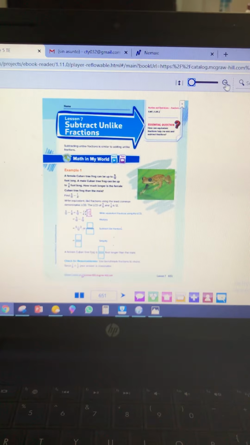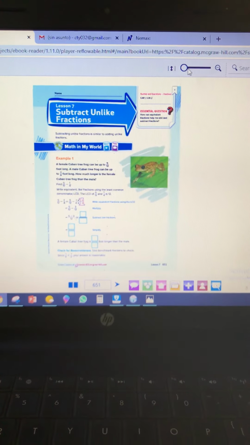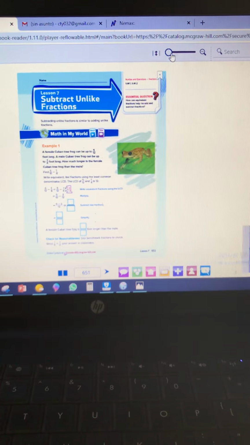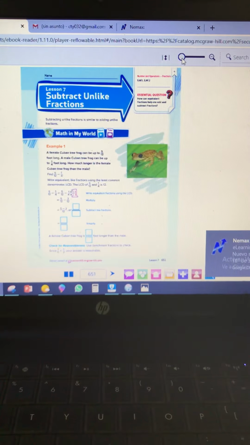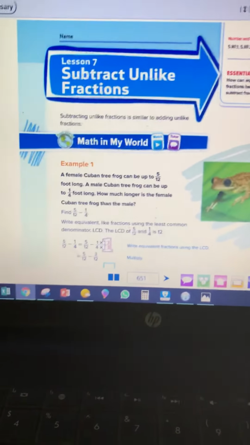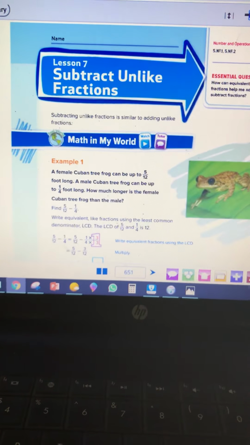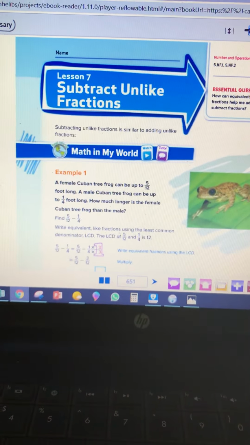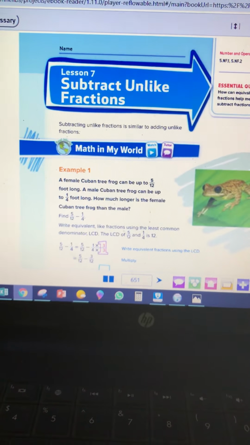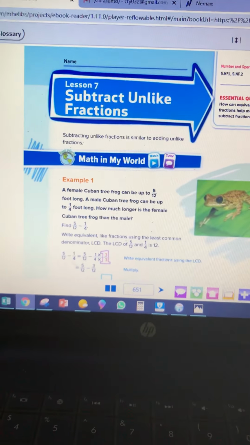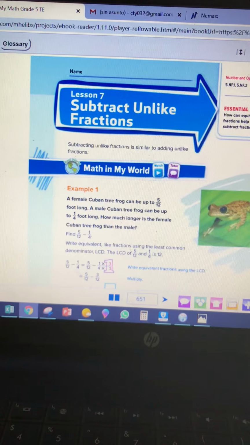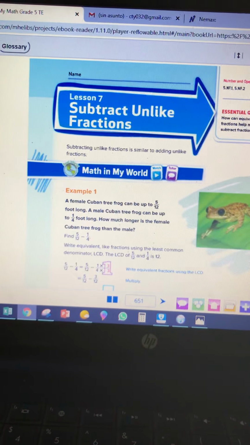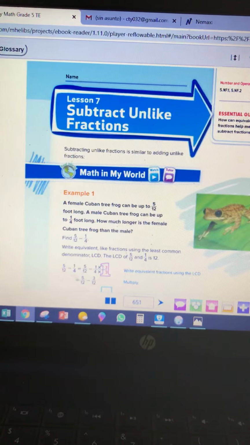So here you have the math page, and here we have: a female Cuban tree frog can be up to 5/12 foot long. A male Cuban tree frog can be up to 1/4 foot long. How much longer is a female Cuban tree frog than the male? So let's follow the process that comes in the book.